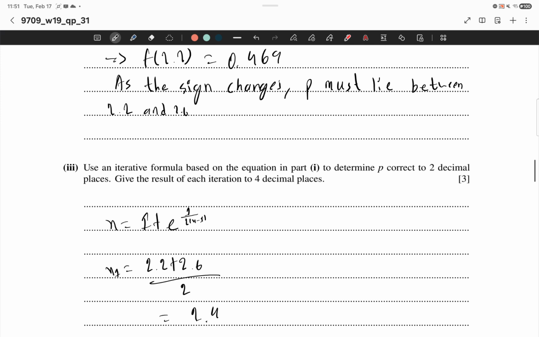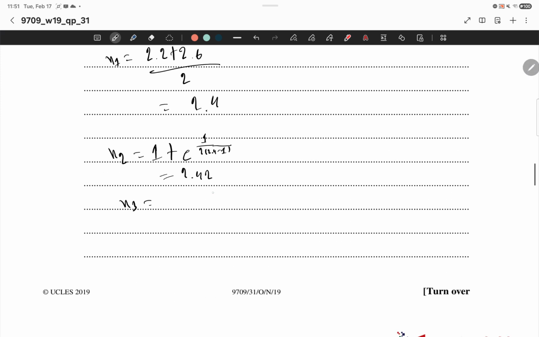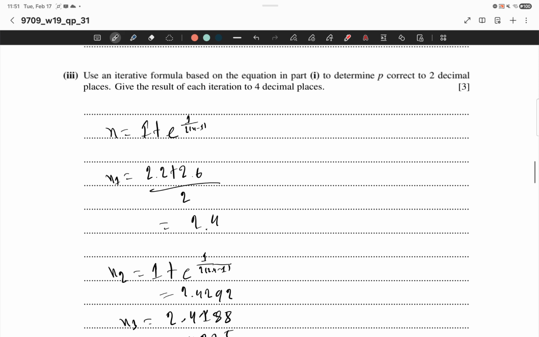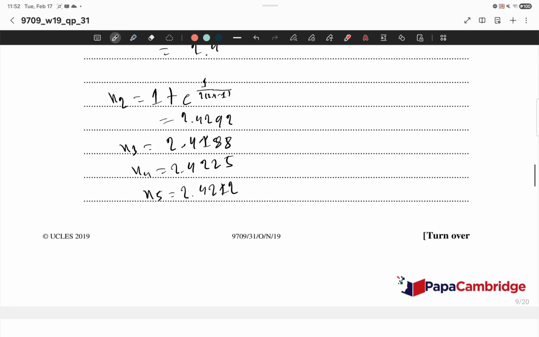Wait, what is the question? To 2 decimal places. Okay, so we need to give in 4 decimal places. x3 2.4188, x4 2.4225, x5 2.4212, and we need to obtain the final answer. Give the final answer to 2 decimal places, so it will be 2.42. Final answer.